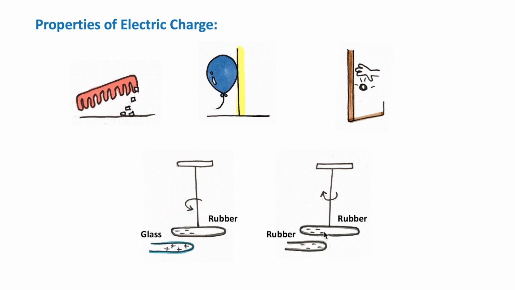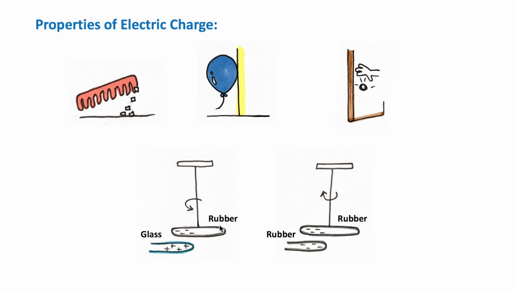So this shows that the rubber and the glass rod each have two different kinds of charges. The electric charge on the glass rod was given the name positive, while the one on the rubber is negative. And the experiments show that charges of the same sign repel, while those of the opposite sign attract.